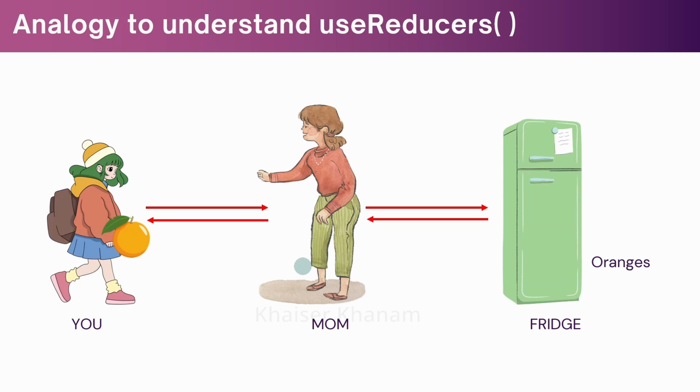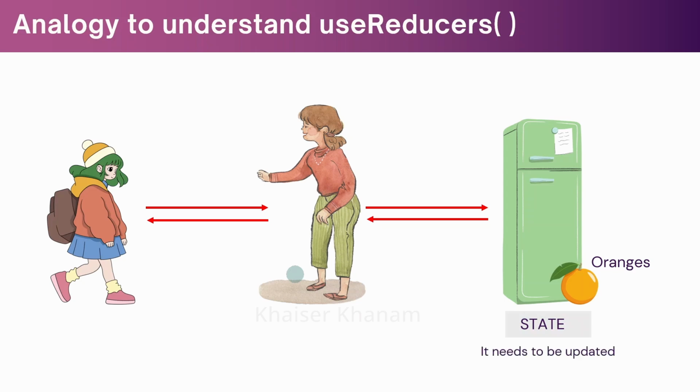So now, using this simple analogy, let us identify what each of these pieces represents in the useReducer mechanism. So first, starting with the state. So what do you think? What is state in this analogy? Clearly, state is nothing but our fridge, because this is where our fruits are stored, and once the fruits are taken, the fridge will be updated. So the fridge is what needs to be updated. So that is our state.